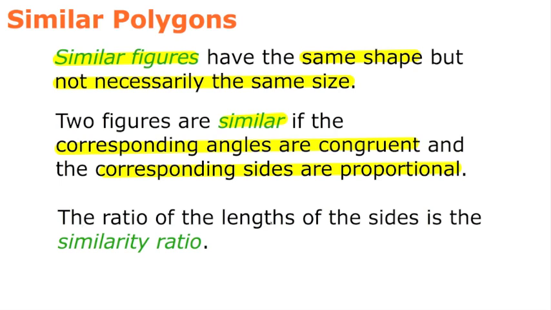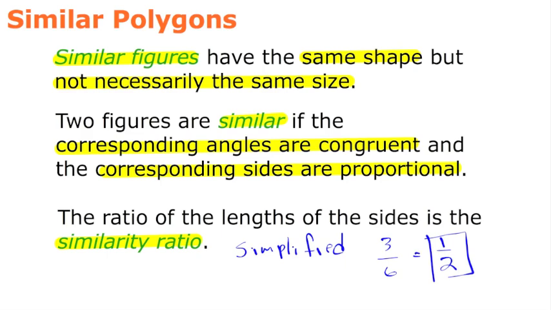The ratio of the lengths of the sides is the similarity ratio. What I do want to mention about that is that we would consider that to be the simplified ratio. The simplified ratio meaning something like 3 to 6 or 3 over 6 would have to simplify or reduce to 1/2. This would be the similarity ratio, not 3 to 6, but 1 to 2.